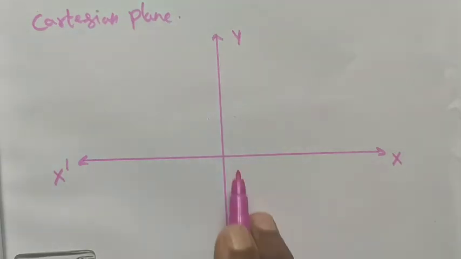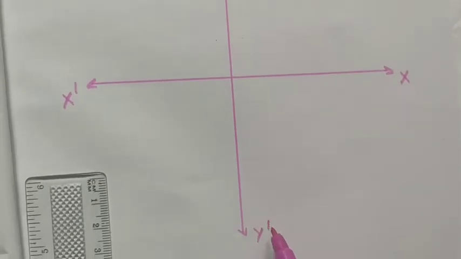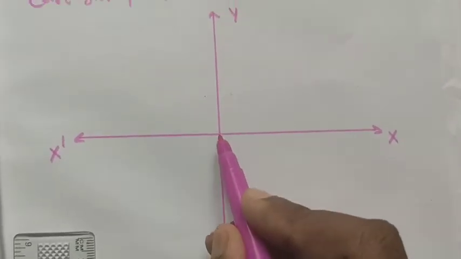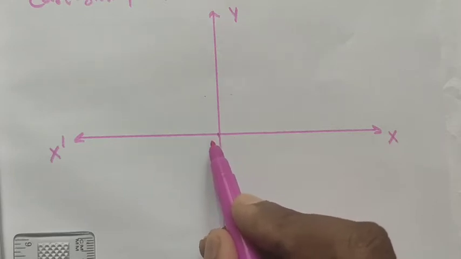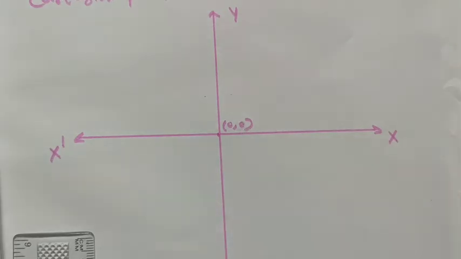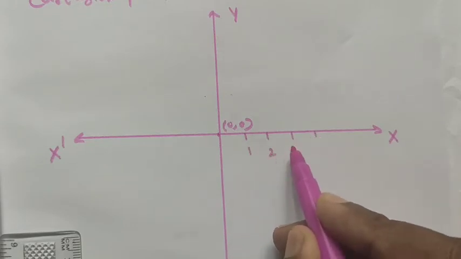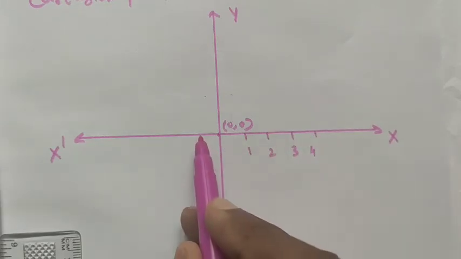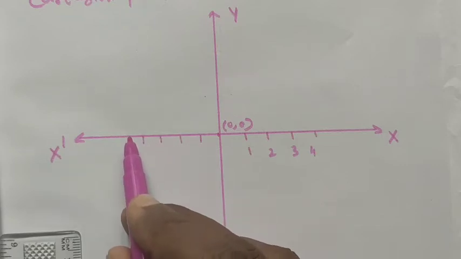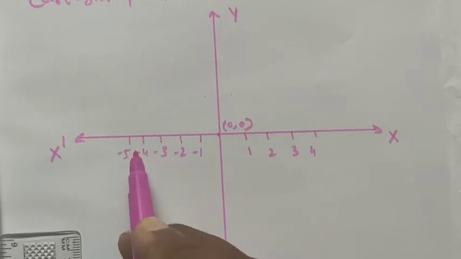On the right side of the horizontal line we have x, and on the left side we have the negative values, called x dash. On top of the vertical line is y, and at the bottom we have the negative values, called y dash. The meeting point of these 2 lines is the origin, that is 0, 0. In the x axis, the positive values are 1, 2, 3, 4, and the negative values are -1, -2, -3, -4, -5.